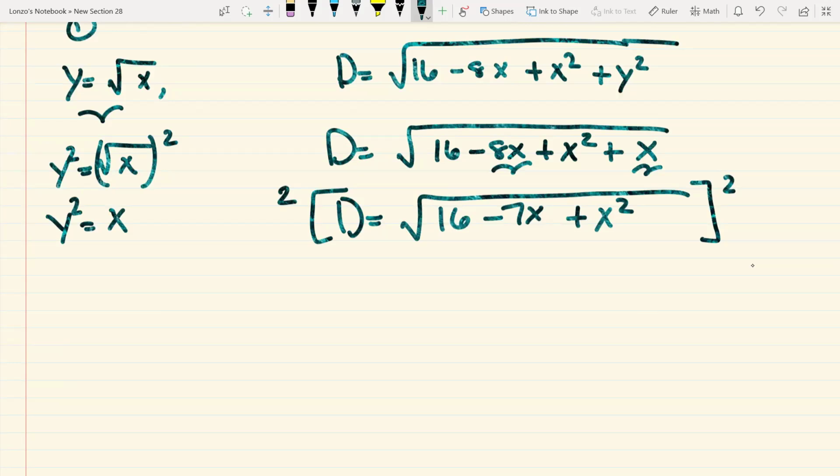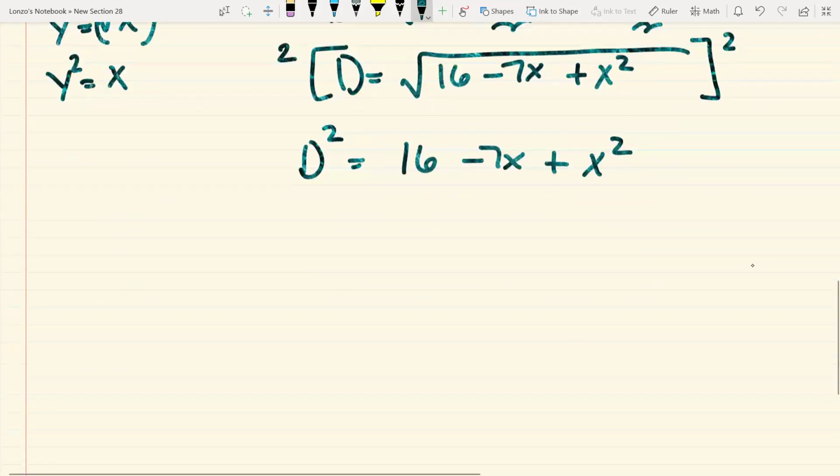So d squared is d squared. Over here, when you square a radical, the radical disappears, so it's just 16 minus 7x plus x squared. Okay, then I guess I could take the derivative with respect to x. So let's look at the left side. What's the derivative of d squared with respect to x? It would be 2d times dd over dx.